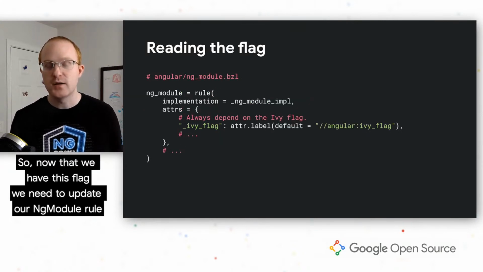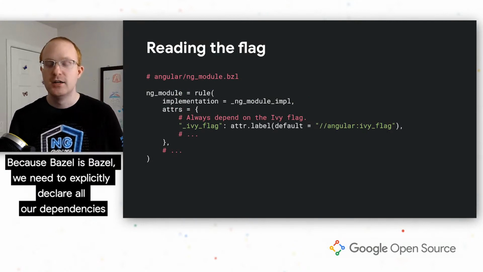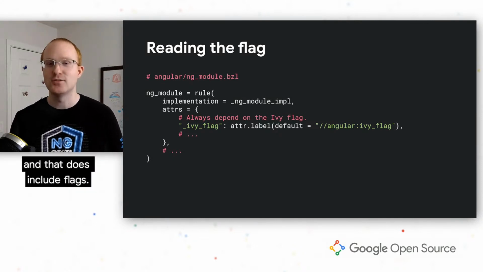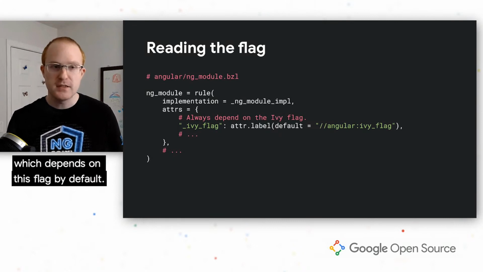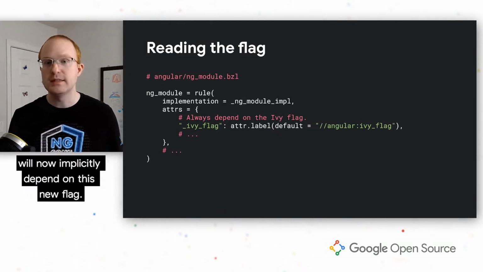So now that we have this flag, we need to update our ng module rule in order to depend on this Ivy flag. Because Bazel is Bazel, we need to explicitly declare all of our dependencies, and that does include flags. In this case, we're creating a new attribute which depends on this flag by default. This essentially means that all ng module rules will now implicitly depend on this new flag.